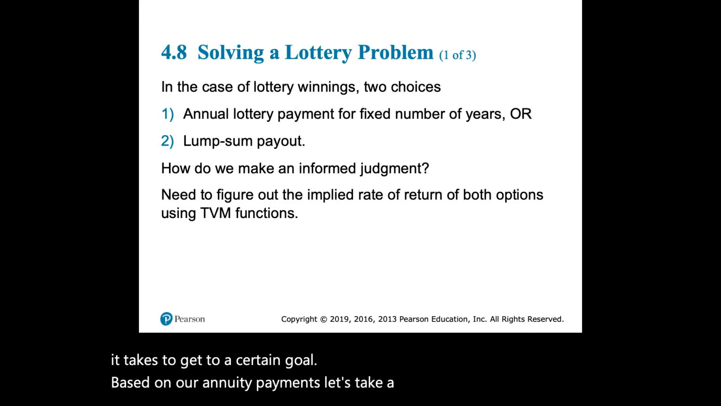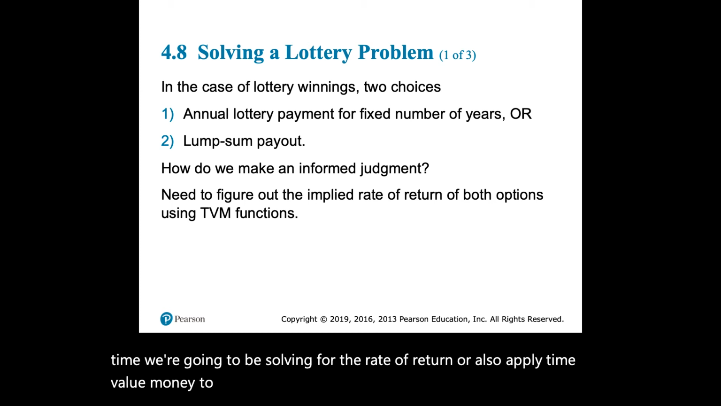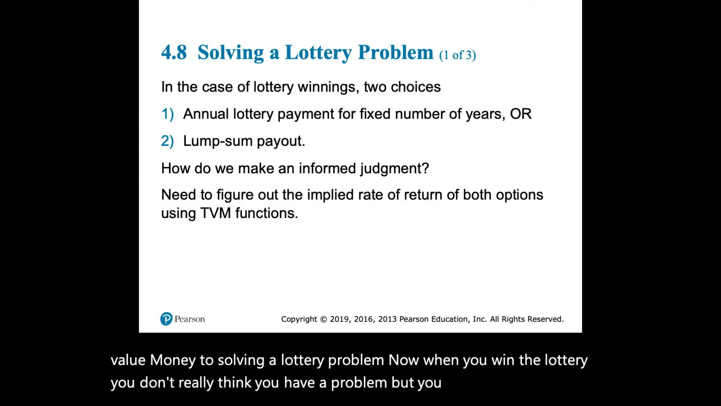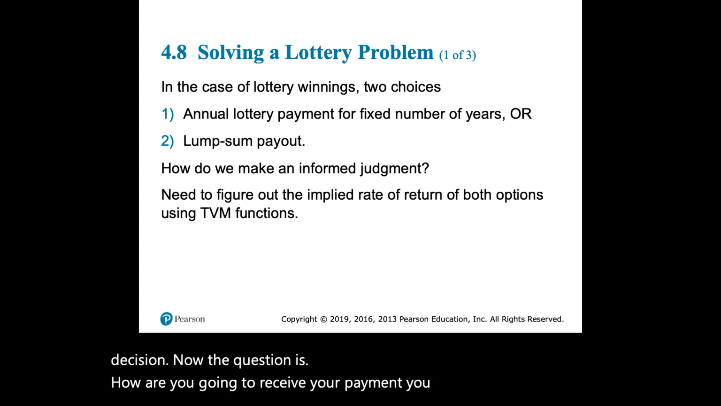This time we're going to be solving for the rate of return, and we're also applying time value of money to solving a lottery problem. Now, when you win the lottery, you don't really think you have a problem, but you do have to make a decision. Now, the question is, how are you going to receive your payment? You can receive your payment through an annual lottery payment for a fixed number of years.